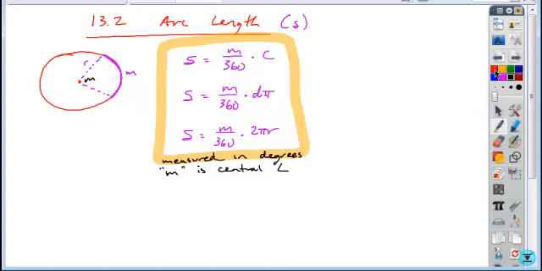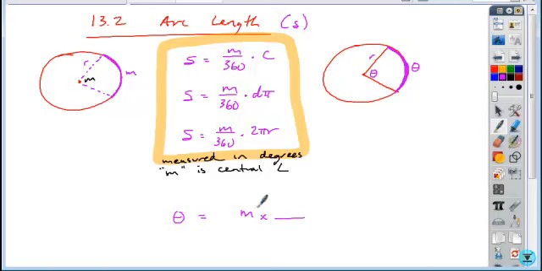Now, if instead your arc measure is calculated in terms of radians, it will often be designated as theta. So here is theta. And your calculation is based on taking this form right here. If you know that theta in terms of radians can be converted by taking your angle measure in degrees and converting it.